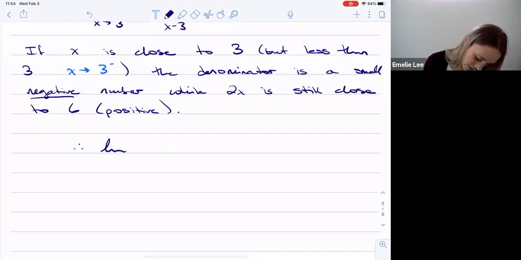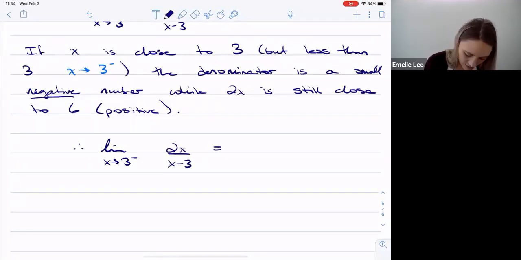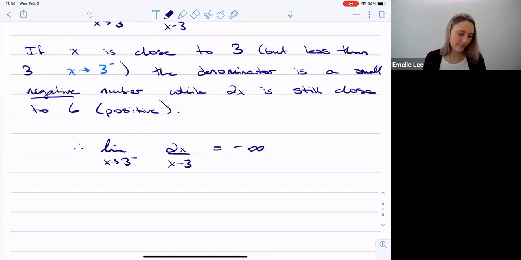So therefore, the limit as x approaches 3 from the left of 2x over x minus 3 is going to be negative infinity. Okay.